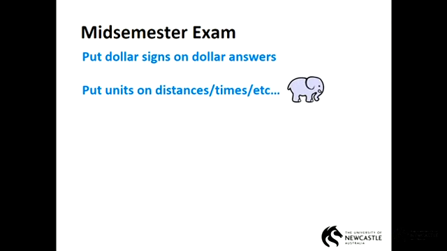Didn't get to see most people last week, so I just want to do a very quick heads up on some of the things for the mid-semester that were happening a lot. Put dollar signs on dollar answers, little stuff like that. Units in general. I might have written elephants a lot. That was just a way of saying if you said the answer was 3, 3 what? 3 elephants, 3 grams. So just give your answer with units.